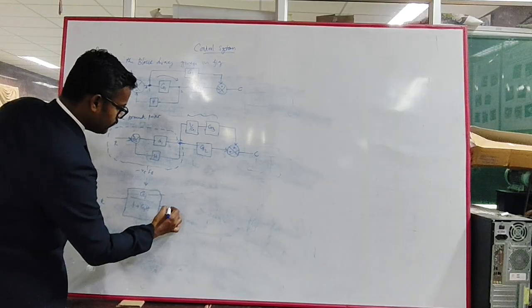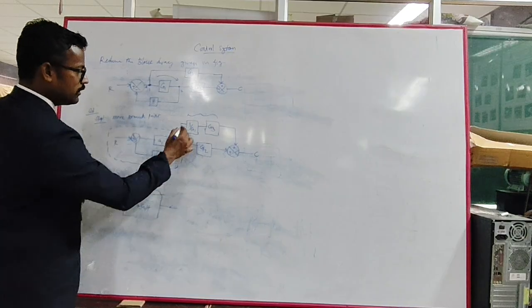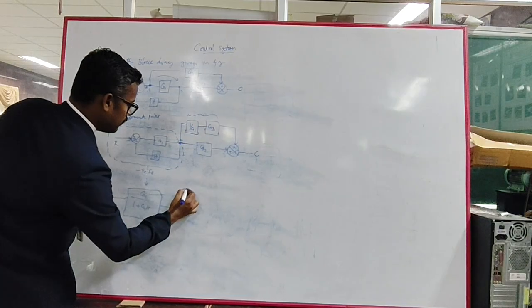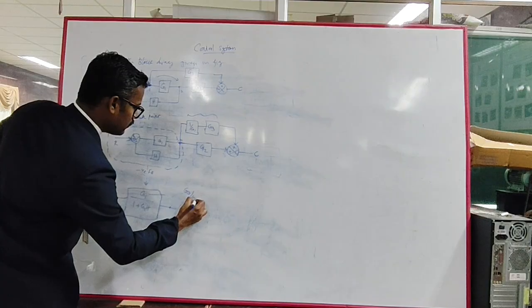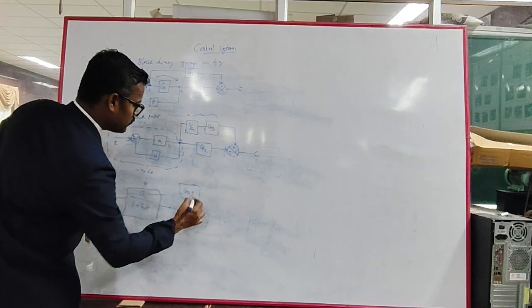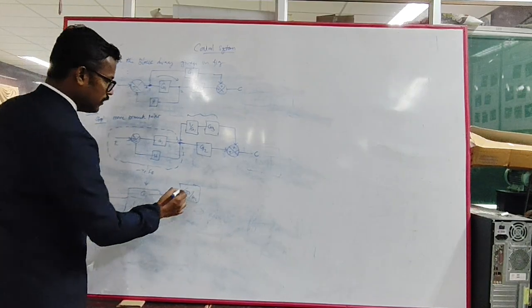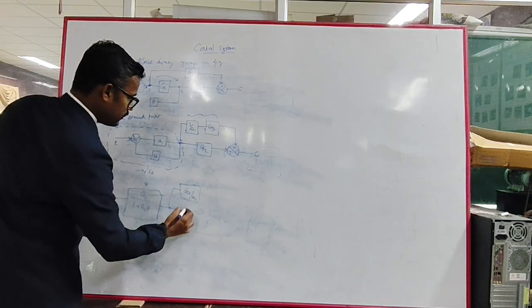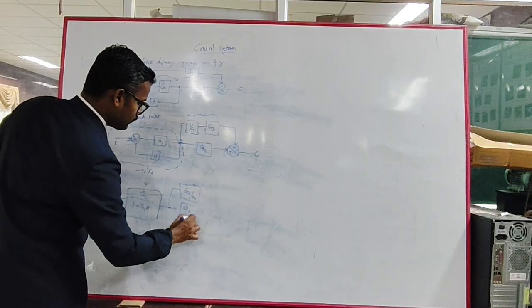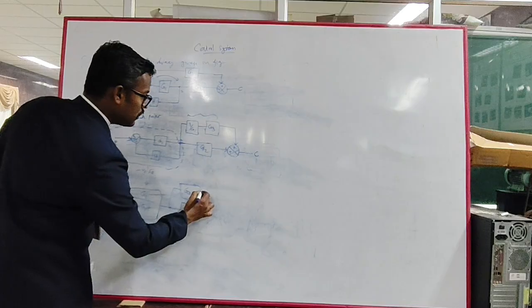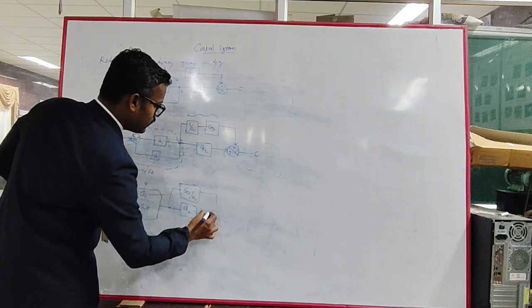Then the same point here, G3 by G1, and this is G2. Both are in parallel, because they are added in a summer.